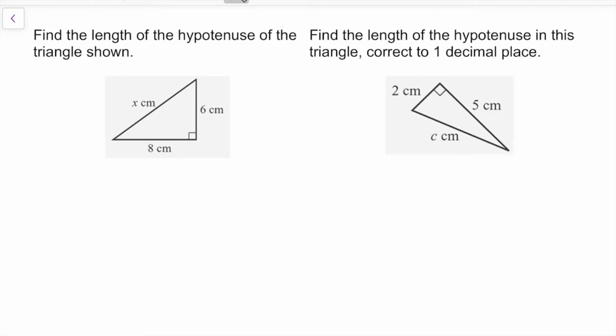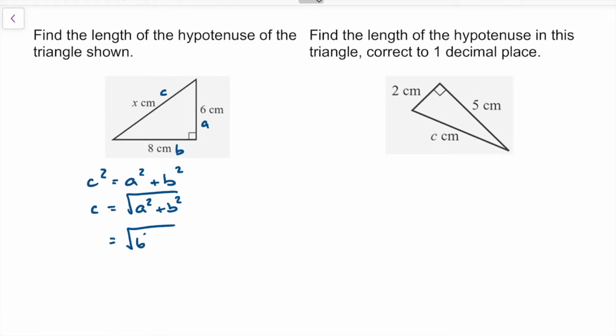Our first one here: find the length of the hypotenuse of the triangle shown. So we have x, 6 and 8. Very quickly, we can put 6 as a and 8 as b, so that way we can plug into our formula a little bit easier. We can start with our basic formula, and then I'm going to fix it and put it under the square root sign. If I do it now, I don't have to remember to do it later, and it's already there ready to go for me.